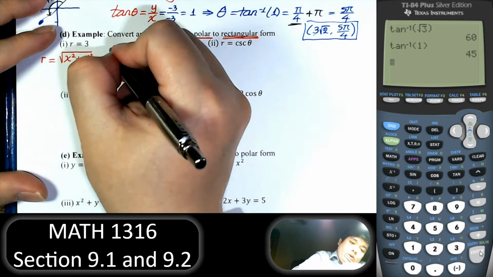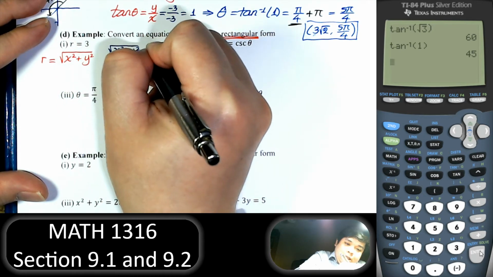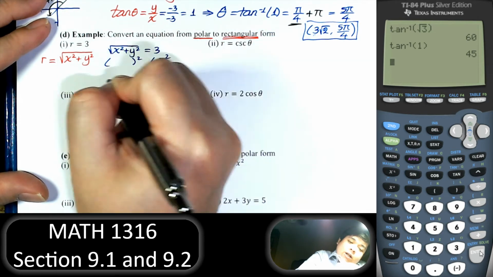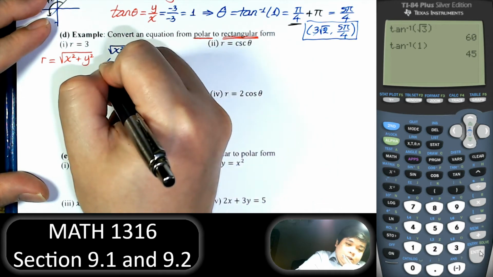So we have the square root of x squared plus y squared equal to 3. Square both sides. We have x squared plus y squared equal to 9.